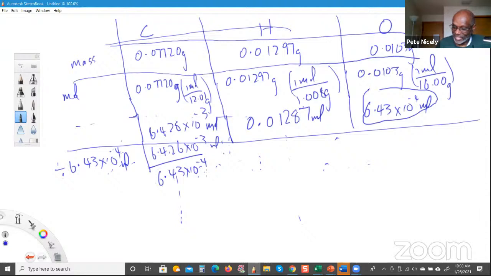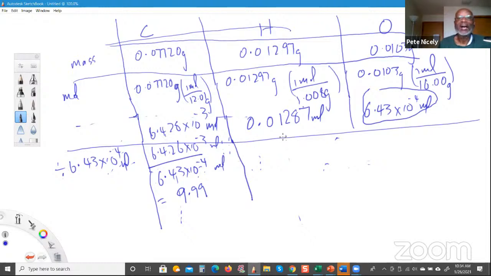6.426 times 10 to the minus 3 divided by 6.43 times 10 to the minus 4. According to my calculations, when rounded off to 3 sig figs, this part works out to be equal to 9.99. All right, so that's how that works out.